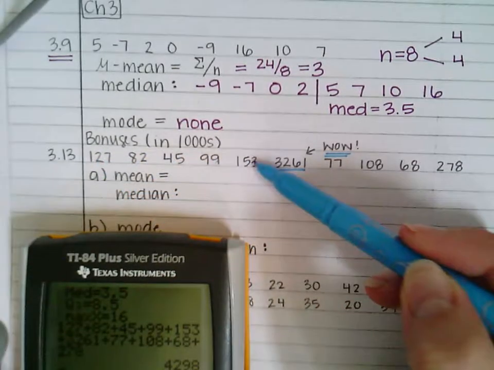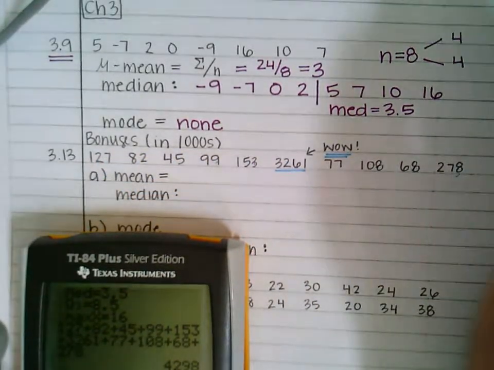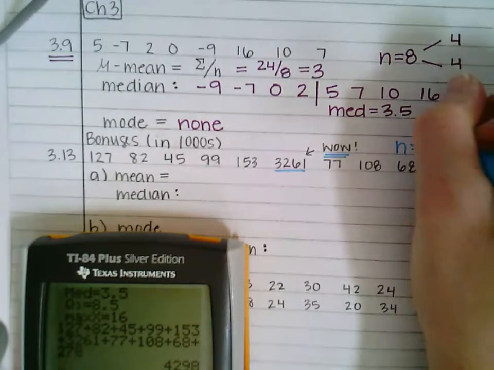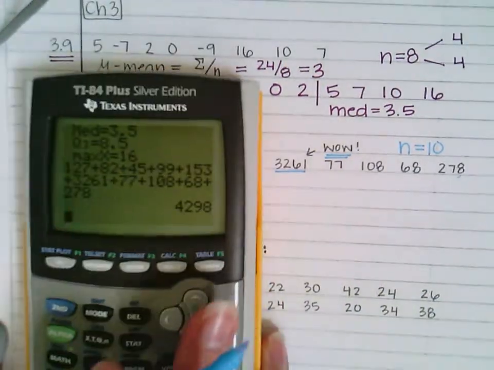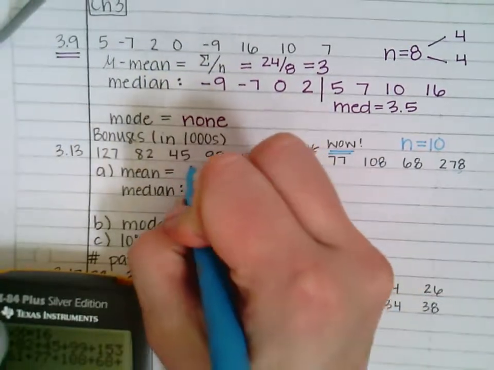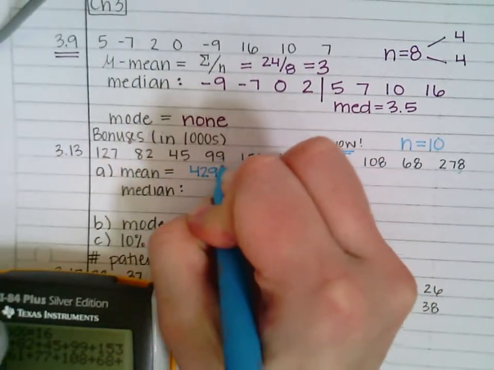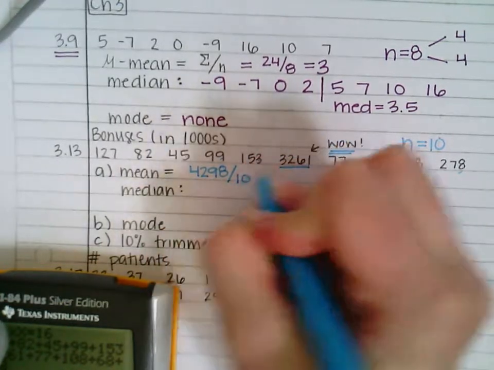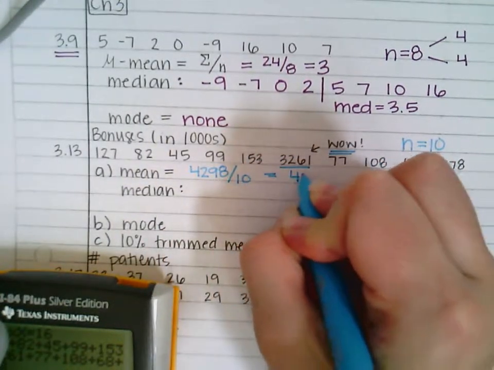1, 2, 3, 4, 5, 6, 7, 8, 9, and 10. So in this case, n is equal to 10. When I divide my sum here by 10, I get 429.98 divided by 10 gives me 429.8.